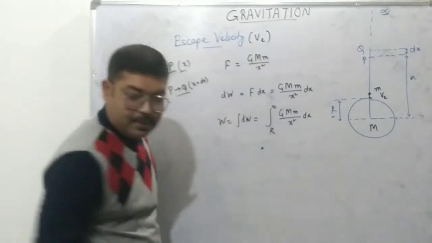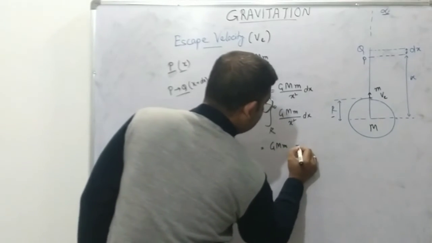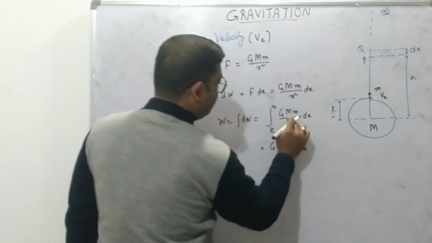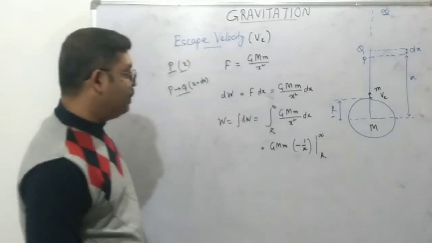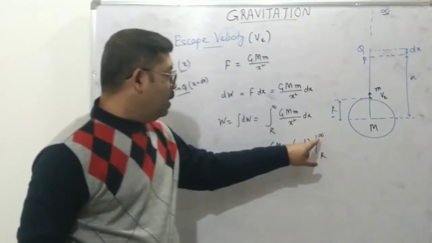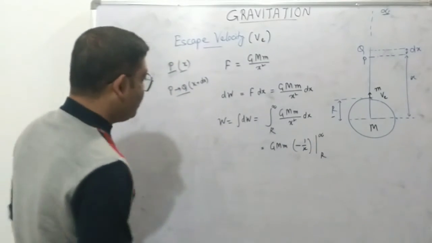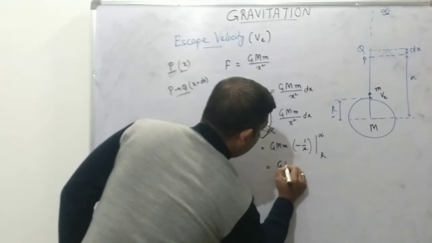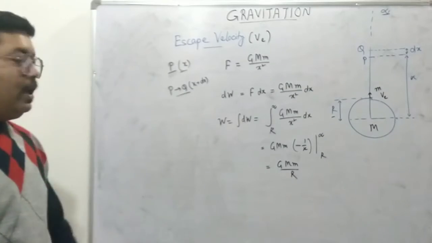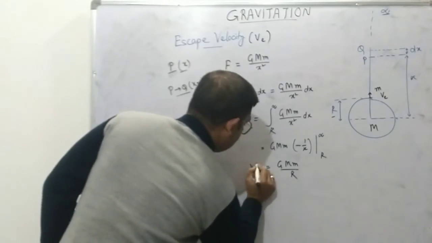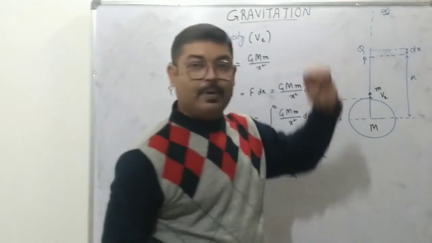Solving this will give us G M m, these are constants, times minus 1 by x, integrated from r to infinity. Substitute the values. 1 by infinity will be 0, and then minus 1 by r, so this will be a positive term. So the work that needs to be done will be positive, and that will be G M m by r. So we need to do this much work for the object to escape.